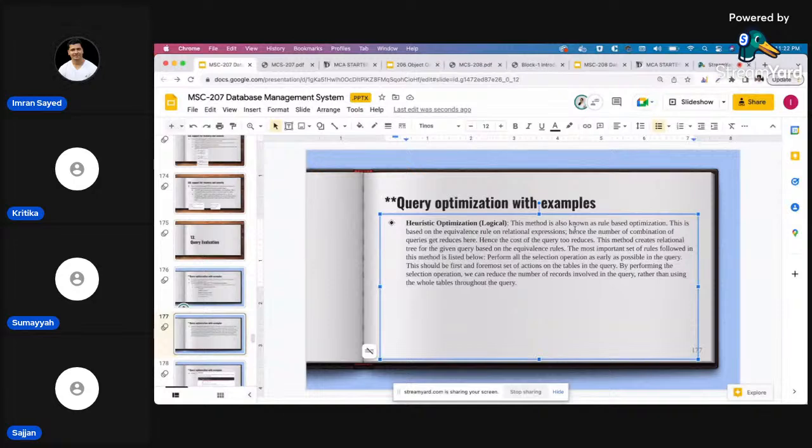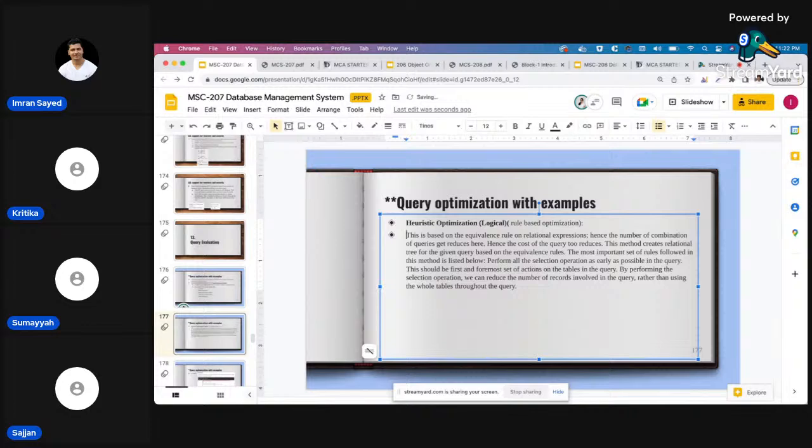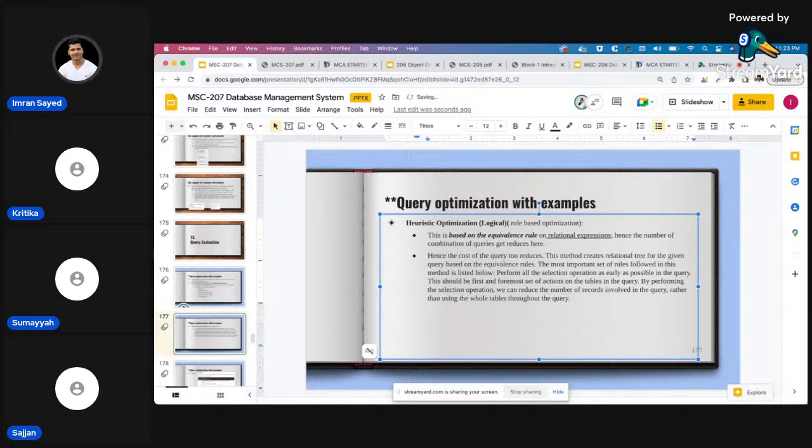Okay, coming back here. This method is also known as rule-based optimization. Why do I want to have a whole statement for that? Unnecessary. Just put that here. Rule-based optimization. So this is based on equivalence rule, based on equivalence rule on relational expression. Hence, the number of combinations of query reduces here. Hence, cost of query also reduces.